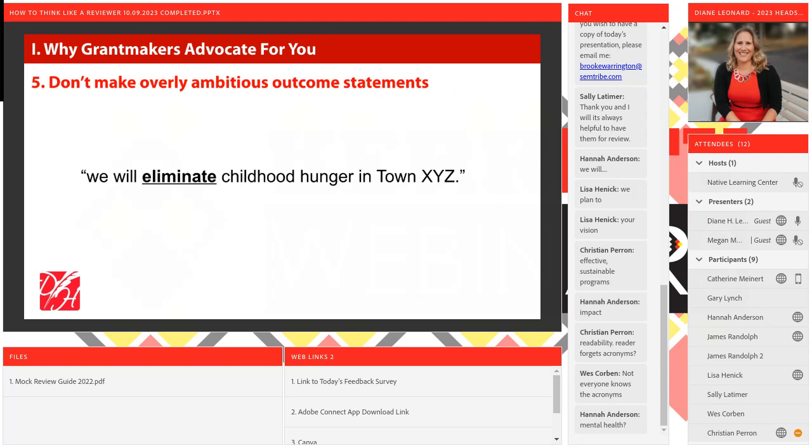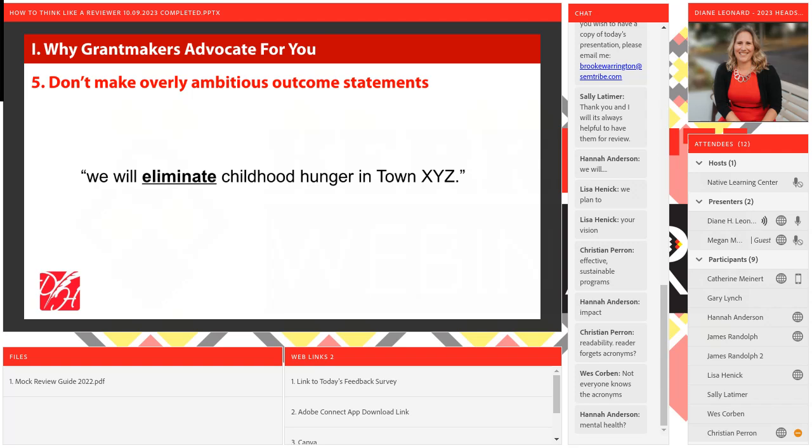And here is the last of our 5 items, the things that we want to avoid saying. Don't make overly ambitious outcome statements. That's my broad statement for what we don't want to do. And here is an example of what that could sound like. We will eliminate childhood hunger in, let's pick a town. Today I'm going to pick Philadelphia, Pennsylvania, if you don't mind. Okay, so we're going to eliminate childhood hunger in Philadelphia.